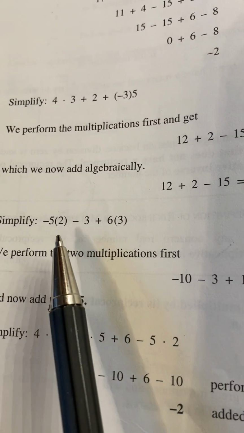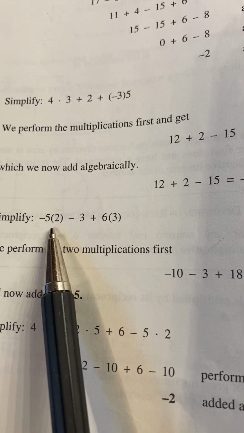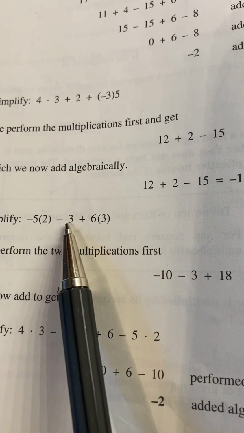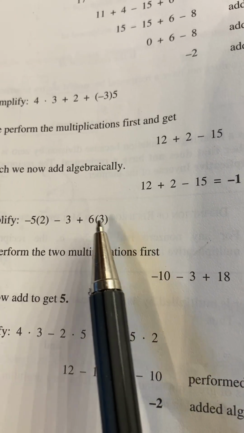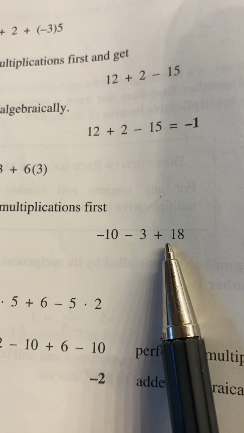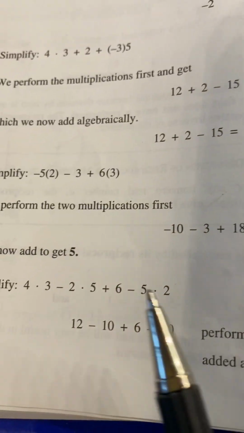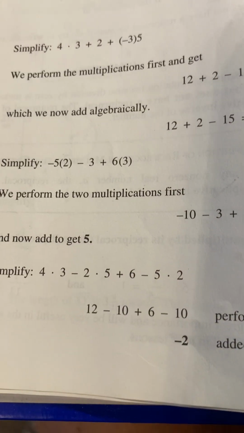Let's look at this. Multiply first. -10 minus 3, write it down. 6 times 3 is 18. Add up your positives, it's just 18. Add up your negatives, -13. 18 minus 13 is 5.